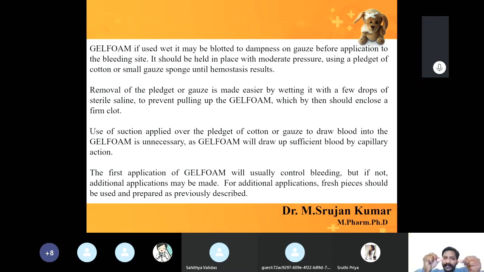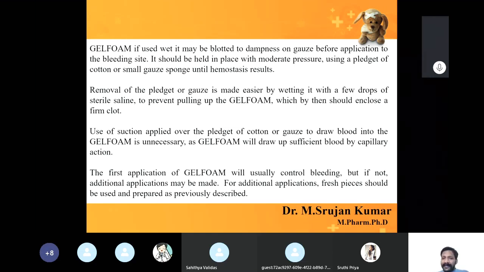You need to position it onto the bleeding side with moderate pressure using a pledget of cotton or small gauge sponge until hemostasis results. A pledget of cotton is nothing but a small wadding of cotton, which should be applied behind to apply some moderate pressure onto your gel foam.